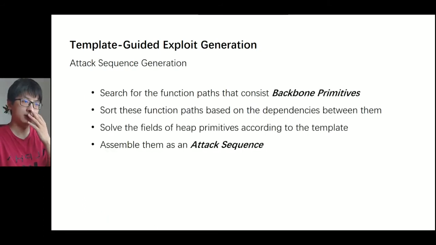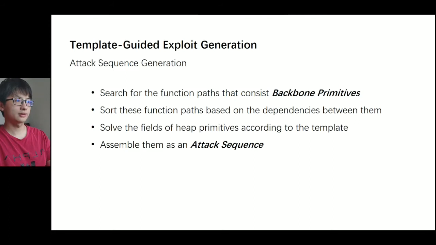We use templates to guide the construction of intermediate states. Firstly, we traverse the backbone primitives of the template and scan all function passes to find the ones containing the backbone primitives. Then we sort these function passes based on the dependencies between them and solve the fields of heap primitives according to the template. At last, we combine these function passes together with the heap primitives as an attack sequence.